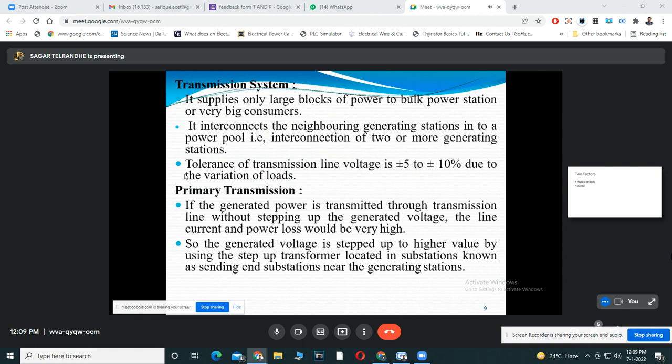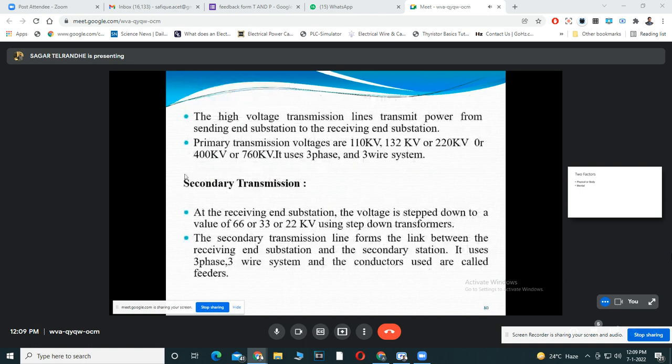The primary transmission line. If the generated power is transmitted through the transmission line without stepping up the generating voltage, line current and power loss would be very high. So the generating voltage is stepped up to higher values by using the step-up transformer located in substations known as sending end stations near the generating stations. The high voltage transmission line transmits power from the sending end substation to the receiving end substation. Primary transmission voltages are 110 kV, 132 kV or 220 kV or 400 kV or 760 kV. It uses three-phase and three-wire system.